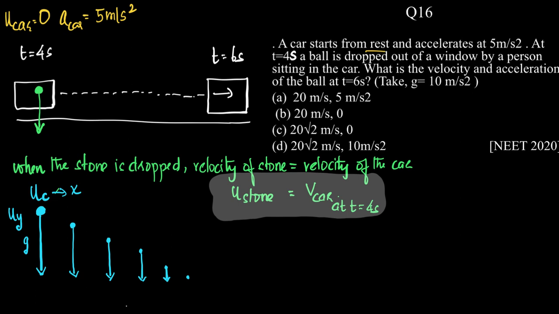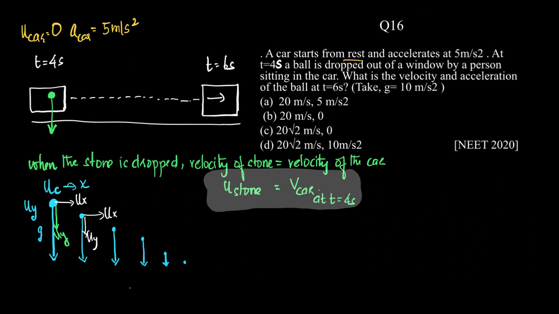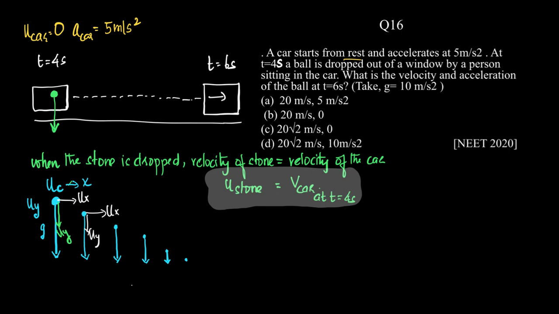Object will follow a projectile motion, and it is almost like this. The stone would trace its path, which means at every instant the object will now have two components of velocities, one uy and the other would be ux. Right? So every point of time the object will have two different velocities, one along the horizontal direction and the other along the vertical direction. Now what are we discussing now? See, it means that velocity of the stone when being dropped, or the initial velocity of stone, will be equal to v of car at t is equal to 4 seconds.